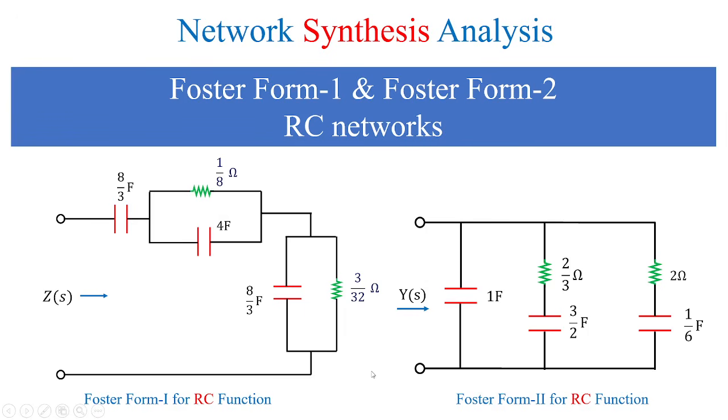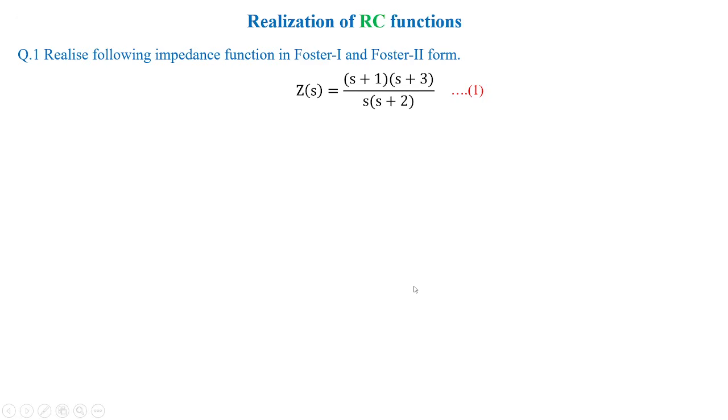In today's class, we are going to see Foster form 1 and Foster form 2 pertaining to RC networks. In the last class, we have seen RL networks. Now we are going to see RC networks. You can see here Foster form 1 for an RC network, as well as Foster form 2, which has taken the shape of admittance.